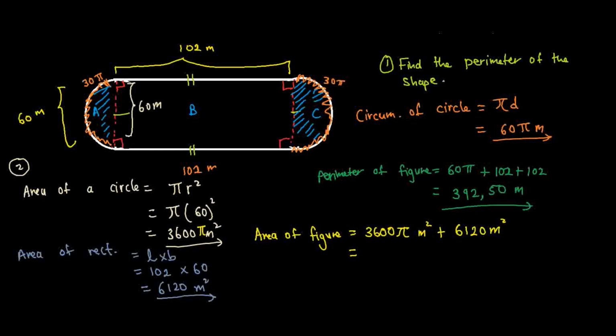And now I can add these two together, and that gives me 9,720. Sorry, no, that is incorrect. I'm always forgetting pi for some reason, and you cannot forget pi at all. So let me just correct that. And that gives you 17,429.73 meters squared, and that is my final answer.